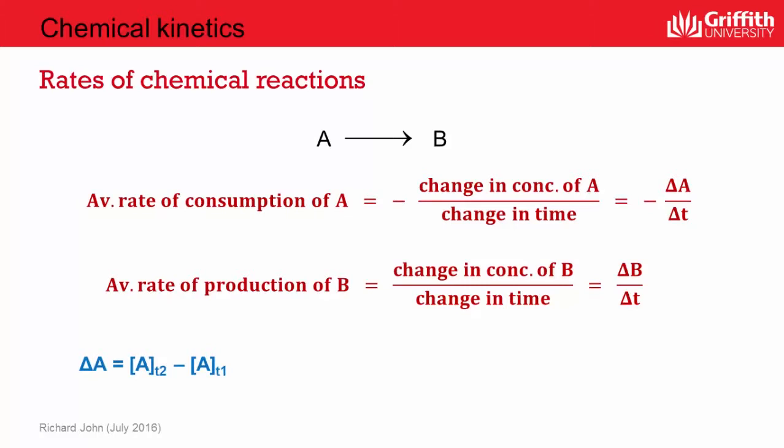In these equations, delta A equals the change in concentration of A, that is the concentration of A at time 2 minus its concentration at some time earlier, time 1. The change in concentration of B, delta B, is the concentration of B at some time T2 minus its concentration at some time earlier in the reaction, T1. And delta T, the change in time, represents the time at T2 minus the time at T1.